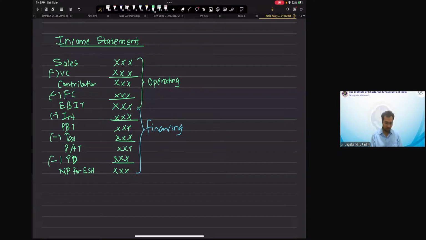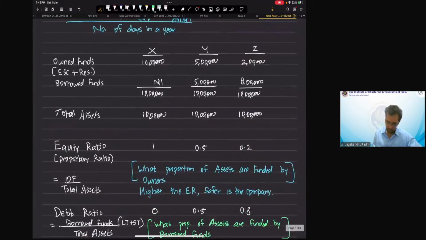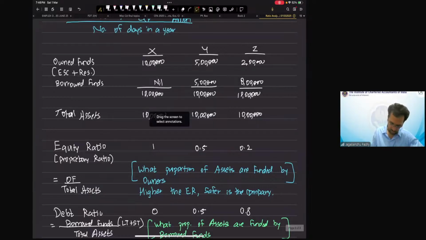Okay, now let's discuss more about the long-term solvency ratios. We have already seen the equity ratio or propriety ratio, debt equity ratio, and debt ratio. Now we have to go for something called the capital gearing ratio. Let's understand what this capital gearing is with the help of the same example of the question that we have done.